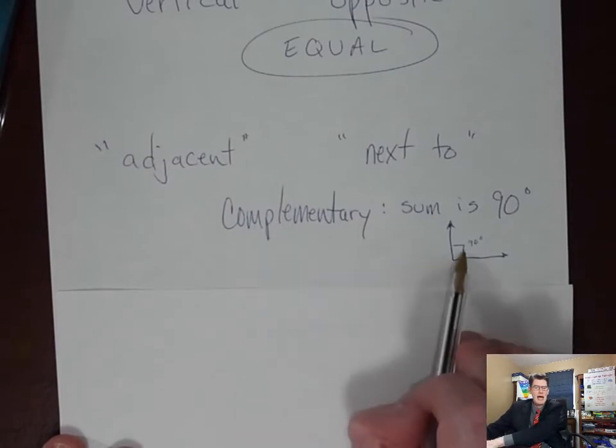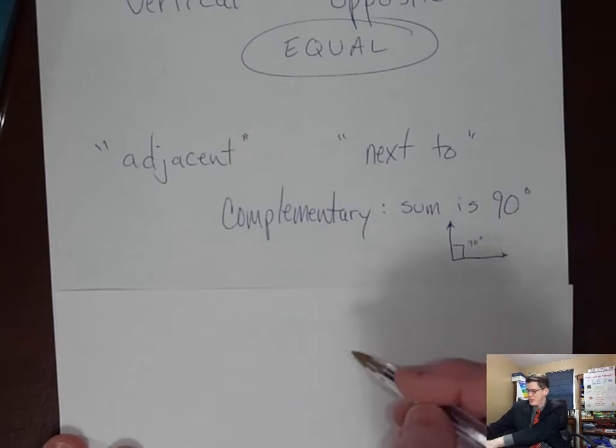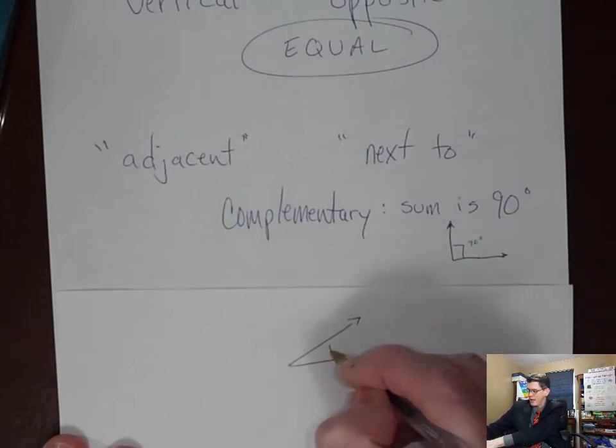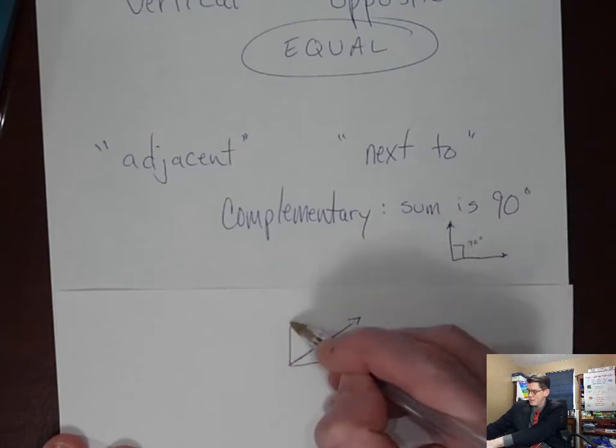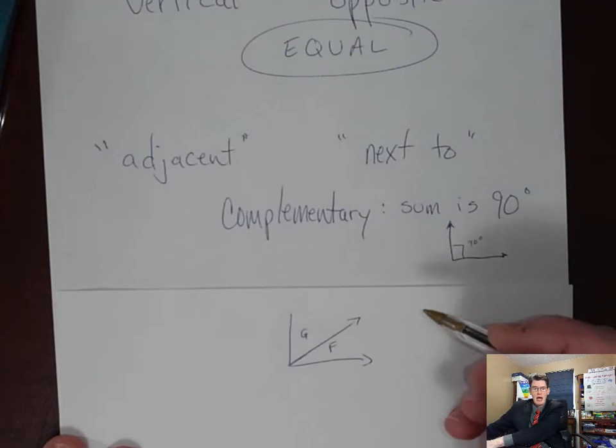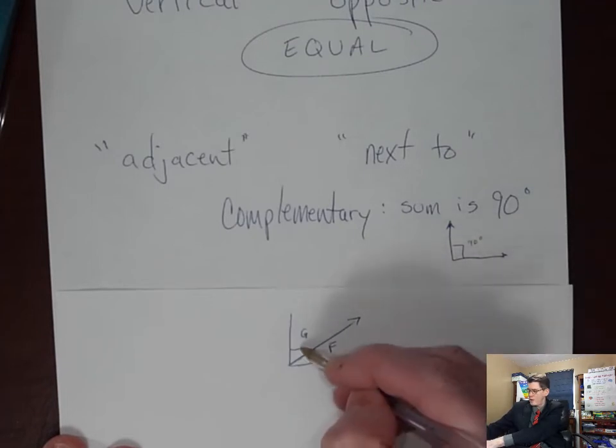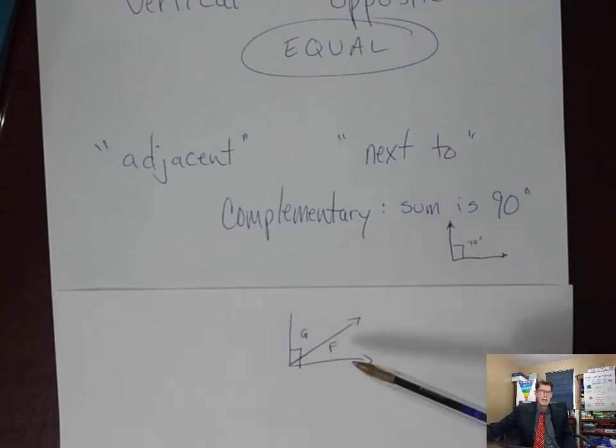So a 90 degree, this little box means 90 degrees. Sometimes you'll have two angles. You'll have maybe this angle right there. We'll call it angle F. And you'll have another angle that shares that ray, and maybe angle G. And you're told, you know what? Those two angles are complementary. They add up to 90.